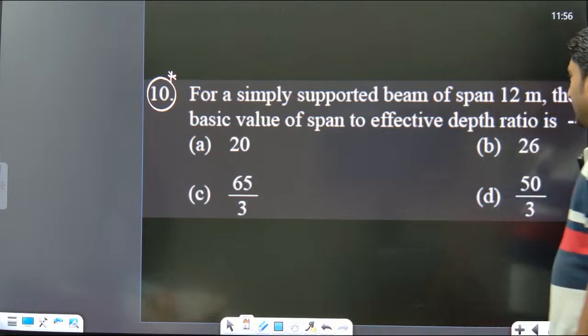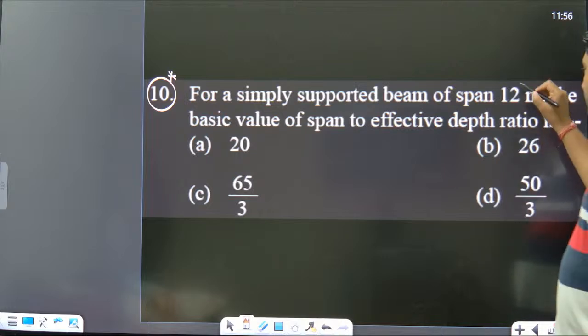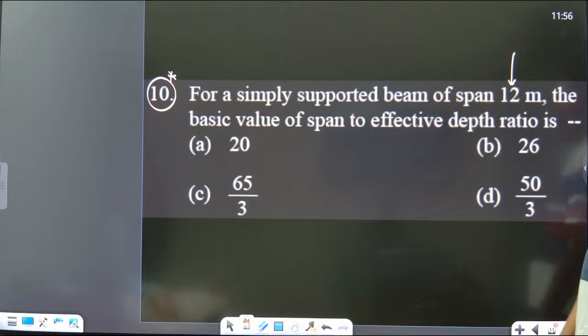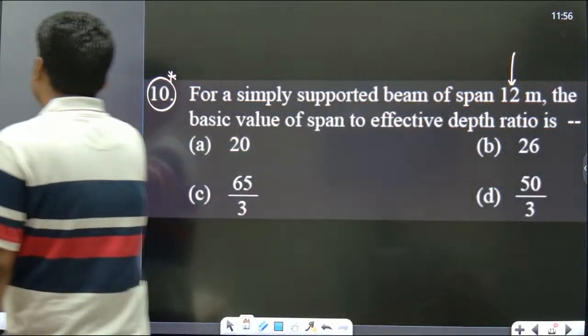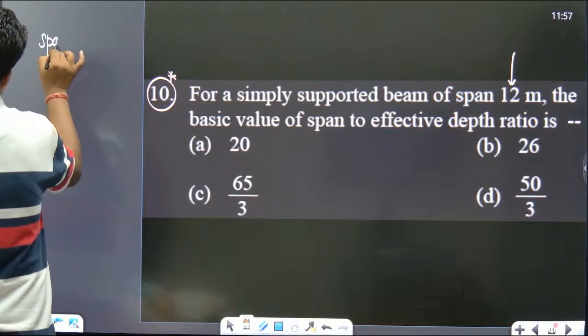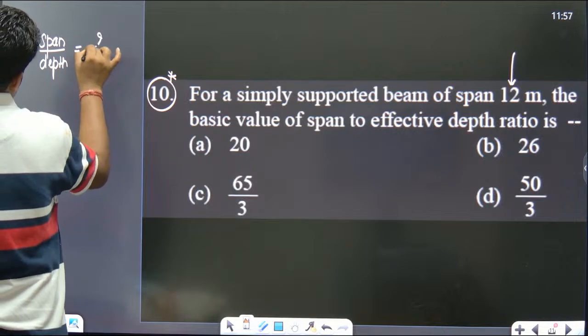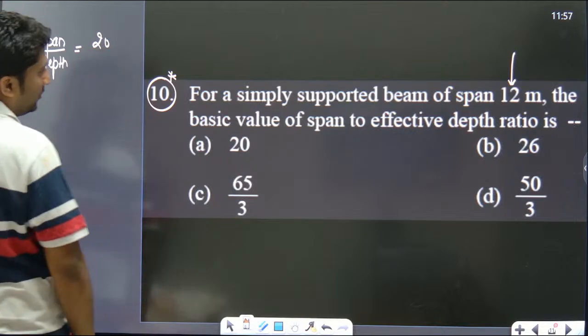For a simply supported beam of span 12 meter, here the span is more than 10 meter. The basic value of span to effective depth ratio for a simply supported beam is equal to 20.